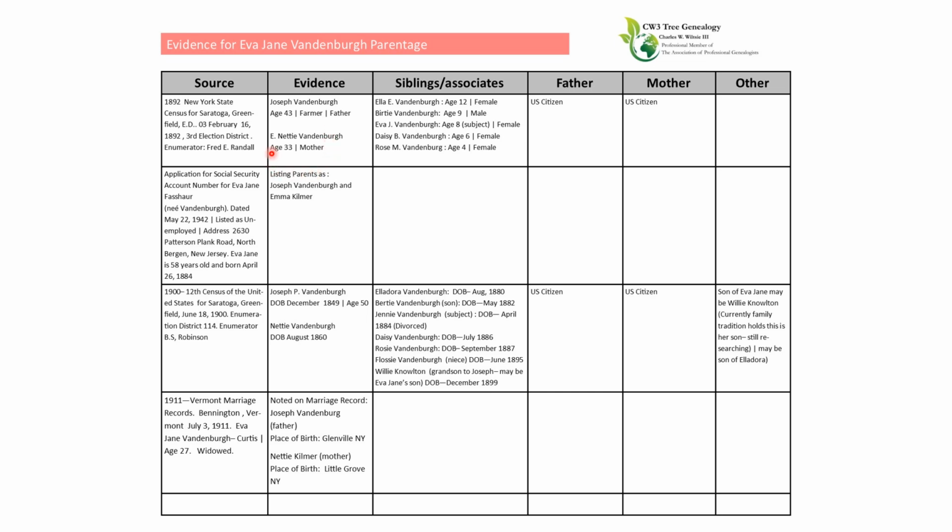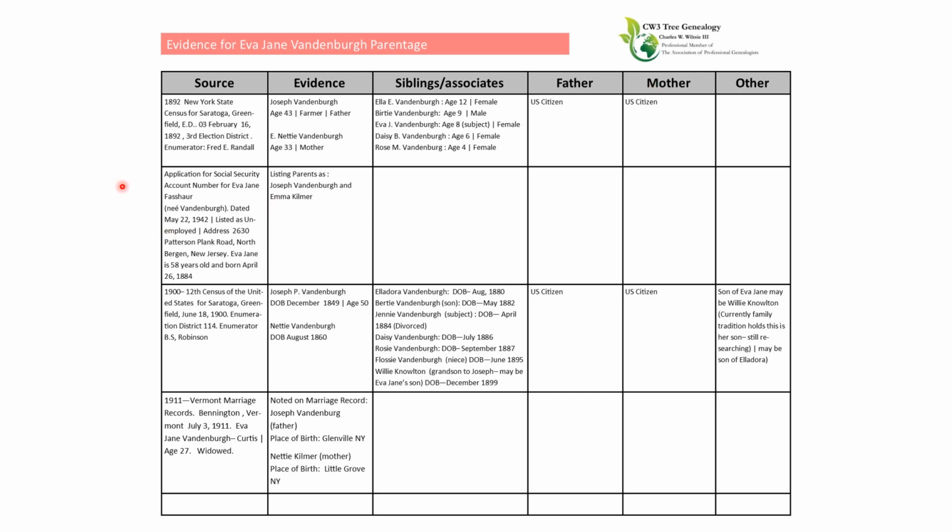And then the mother's name was E. Nettie Vandenberg, age 33. That's the mother. So it names their children or siblings or associates that are on the census form. So in this case, it says Ella, Bertie, Eva, Daisy, and Rose, and indicates that these are all siblings and what their gender is. The father was a U.S. citizen and the mother was a U.S. citizen. That all came from the National Archives.